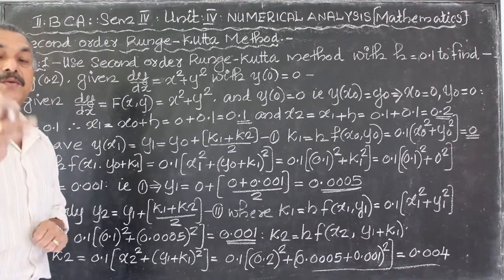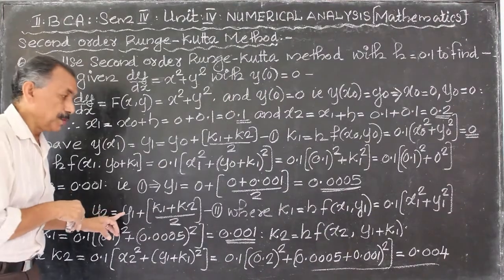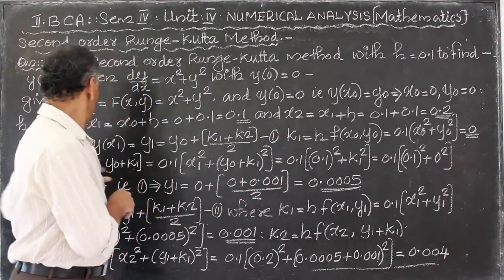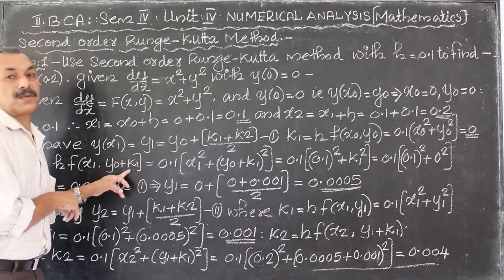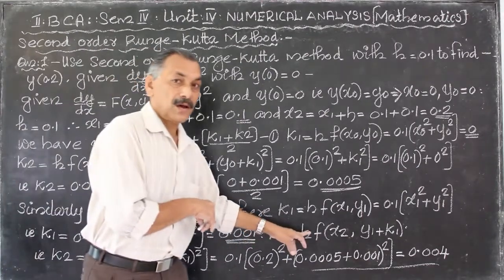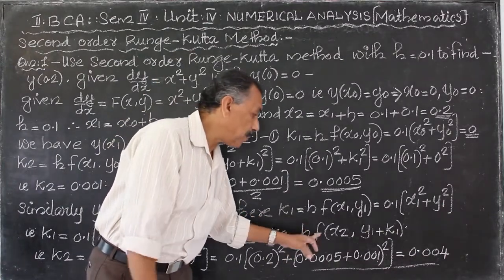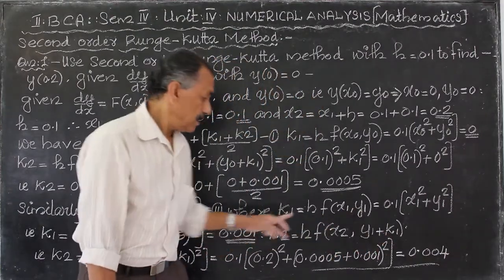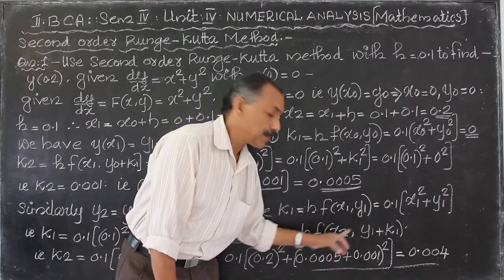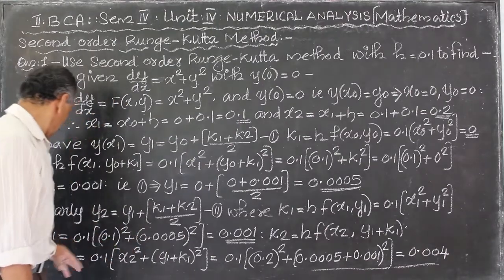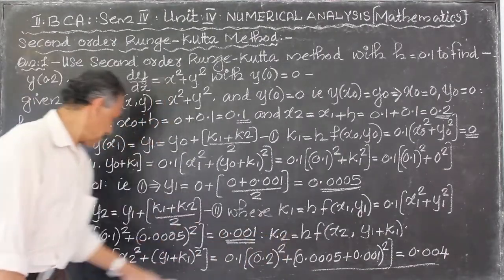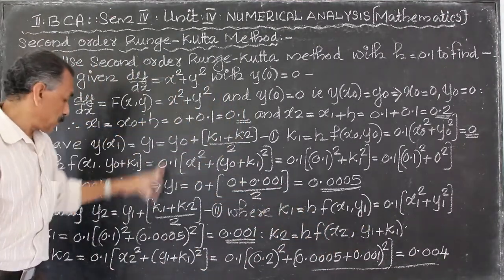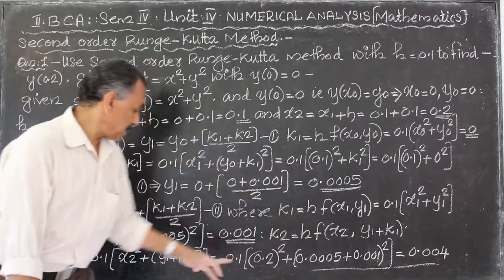In y of x1 we have k1 and k2, and in y of x2 we have k1 and k2. In the case of y2, what is k2? In the case of y1, k2 is equal to h into f of x0 plus h, y0 plus k1. In the case of y2, k2 is h into f of x1 plus h, which is x2, and y1 plus k1. That is, k2 is equal to h into f of x2, y1 plus k1. That is k2 is equal to 0.1 into (x2 square plus (y1 plus k1) square).